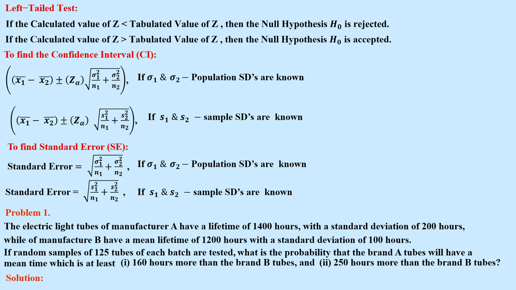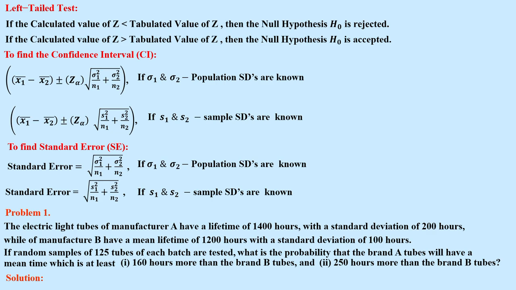They have given that electric light tube manufacturer A has a lifetime. First they have given the lifetime of the whole population, right? They have not mentioned anything like a sample, right? So that is mu1 equal to 1400 and sigma 1 equal to 200. In the second case also, mean lifetime mu2 is equal to 1200 and standard deviation is 100. Then he is coming to the sample, right?